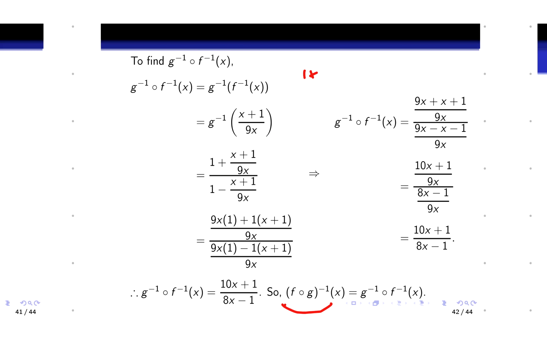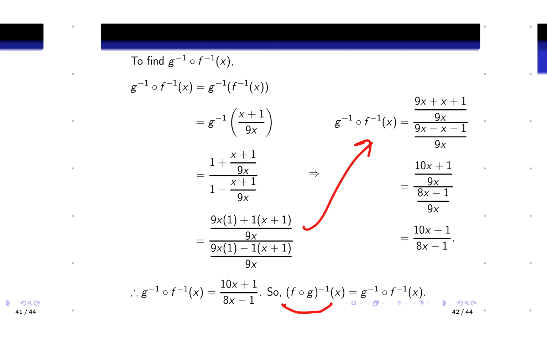Okay, so the next thing is you tidy things up a bit and you have 9x plus x plus 1, all over 9x. Then next you have 9x minus x minus 1 all over 9x. Again, you have the top, you have the bottom. So it's like 9x plus x is 10x plus 1 divided by 9x. Then all over 9x minus x, that's 8x minus 1 all over 9x.